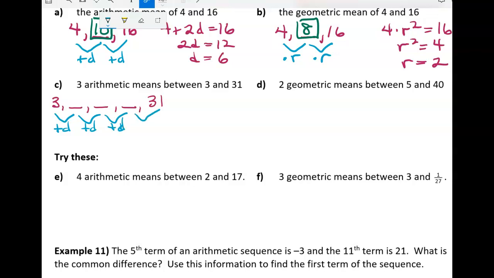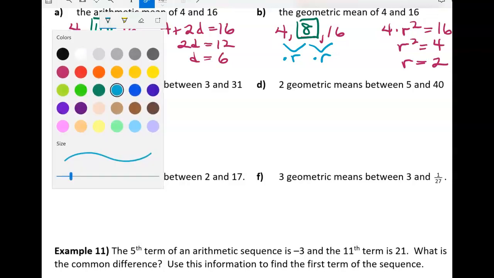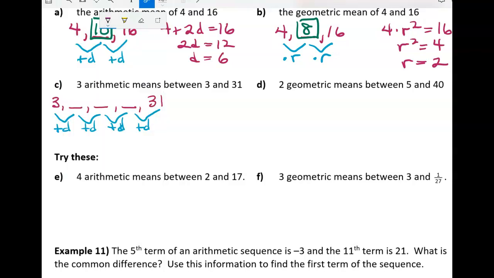Be careful how you write these. Make sure that it's organized. In order to have 3 blanks in between them, we have to add 4 d's. So to get from 3 to 31, add 4 d's to the 3, and that equals 31. Let's solve. 4d is equal to 28. So d is 7.